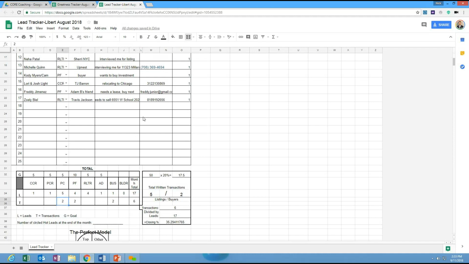Here's the breakdown of where these written transactions came from. So 6 total. And again, actually, I ended up having 7. We just didn't track the last one. So 5 and 2, 5 listings and 2 buyers came up. And so that actually became 7 total transactions.